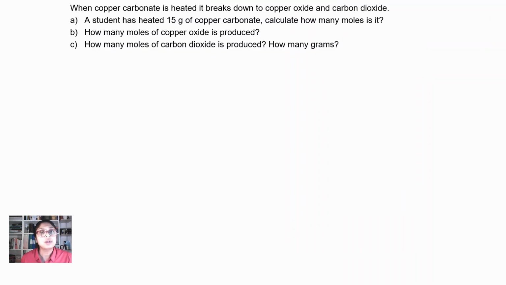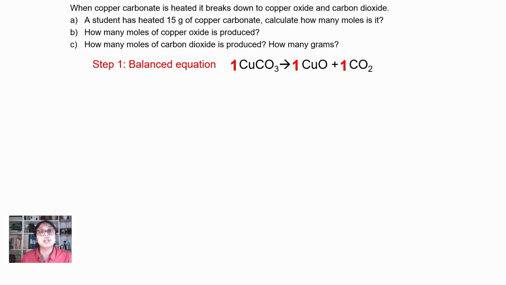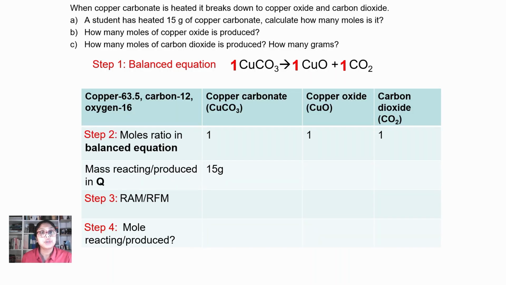Step 1, first thing, balanced equations. We got it here. So copper carbonate making copper oxide and carbon dioxide. It's already balanced 1, 1, 1. So we are going to use this into this equation. So in the table, write down everything. So step 2, moles ratio from the balanced equation 1, 1, 1.